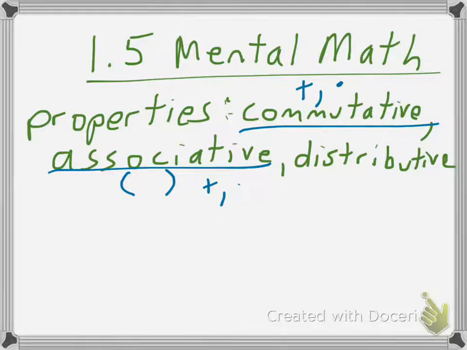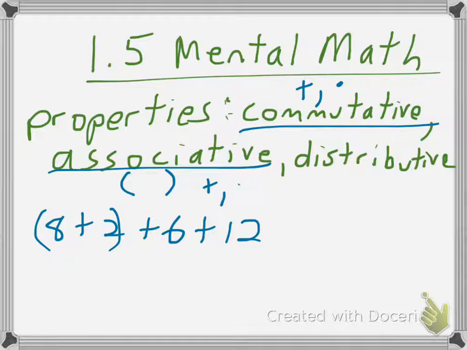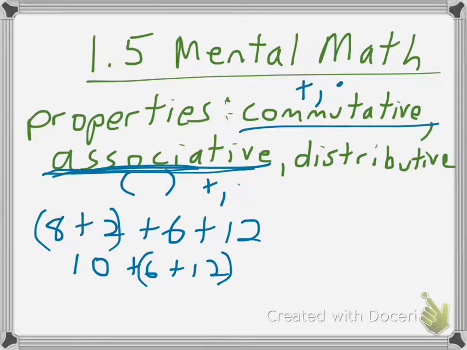So if we had, for instance, 8 plus 2 plus 6 plus 12, we can add in any order we want. So if I want, I can add this 8 and 2 together first, that would give me 10. And then I could add 10 plus 6 plus 12. I could add in this order if I want. So I'm grouping them however I see fit. So I'm using the associative property here. So that would be 18 there.